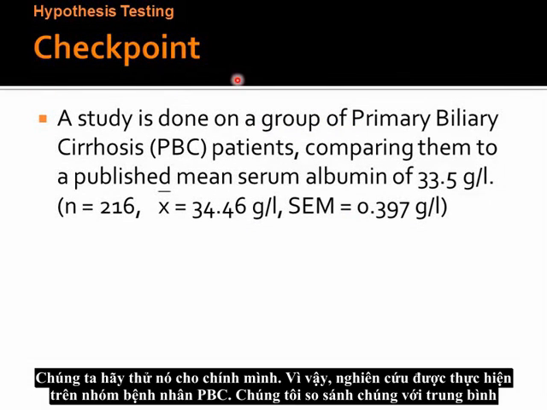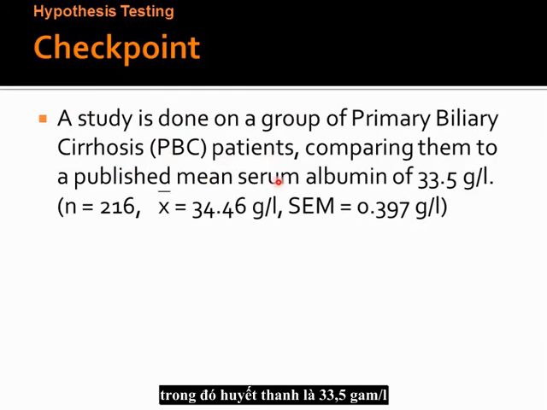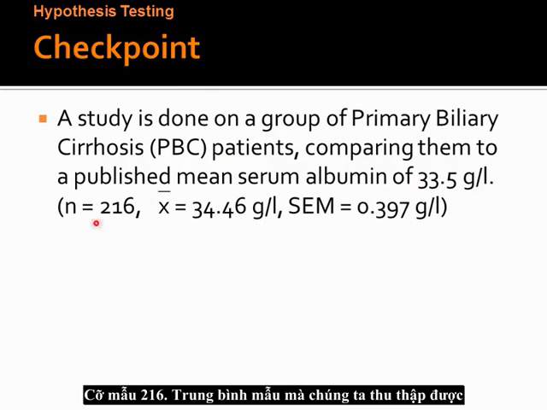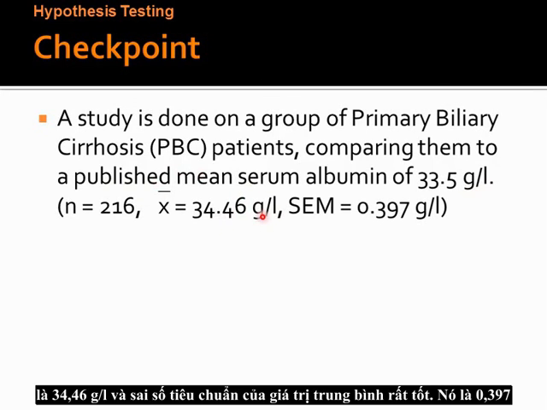Now let's try it out for ourselves. A study is done on a group of PBC patients. We compare them to a published mean where the serum albumin is 33.5 grams per liter. Sample size 216. The sample mean which we collected from our group is 34.46 grams per liter, and the standard error of the mean, very good, it's been given to us, is 0.397.